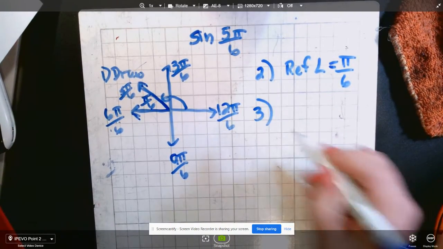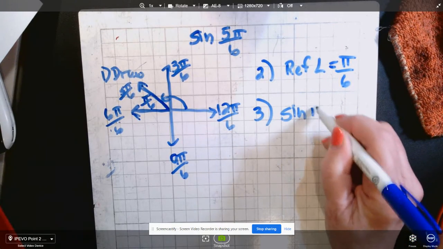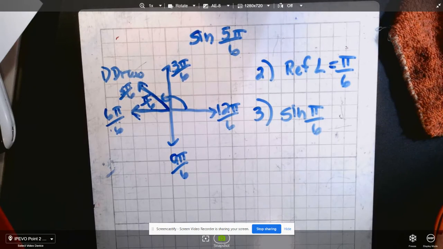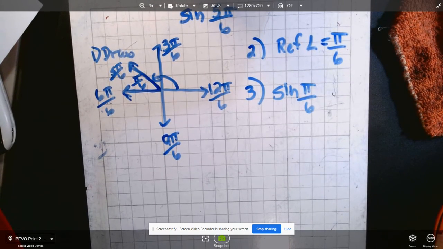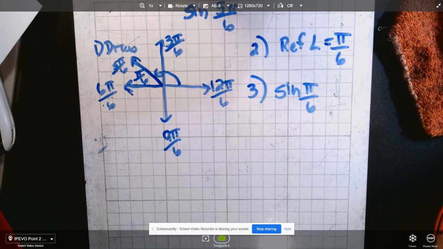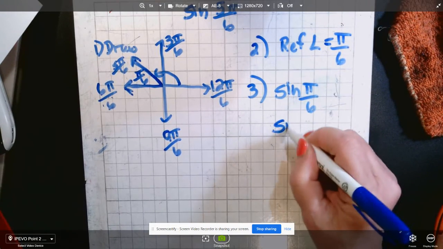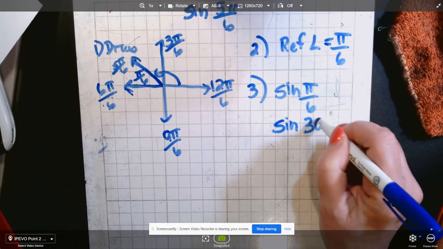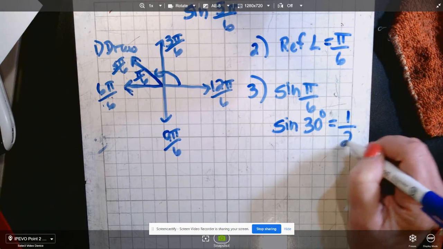The next thing you do is you have to figure out what is the sine of the reference angle, and in this case, the reference angle is pi over 6. So this is where it's important that you know your first quadrant sine, cosine, and tangent, in radians and degrees. So I know pi over 6 is the same thing as the sine of 30 degrees. And I memorized that the sine of 30 degrees is 1/2.